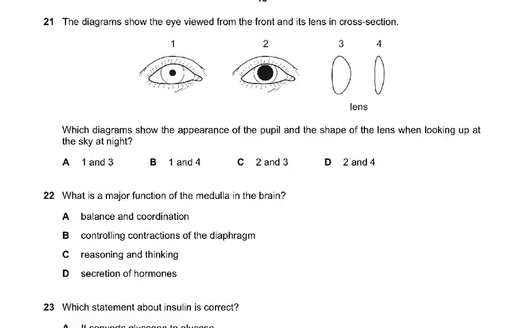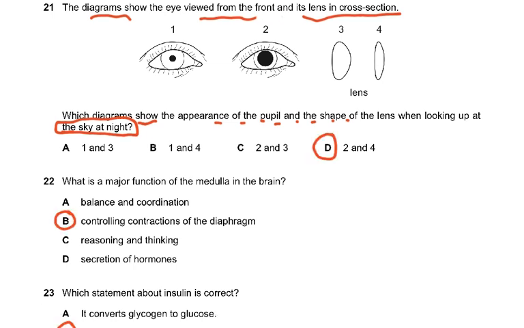Question 21: the diagram shows the eye viewed from the front and its lens in cross section. Which diagram shows the appearance of the pupil and the shape of the lens when looking up at the sky at night? Looking up at the sky at night, you've got to understand it's all very dark. So it had to be two, because you're looking in the dark, so the pupil must be wider. The options for two were either C or D.